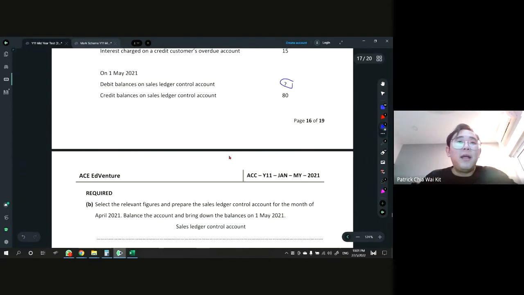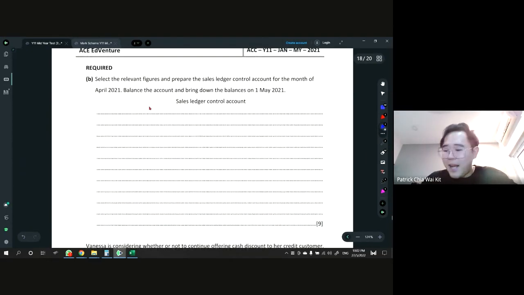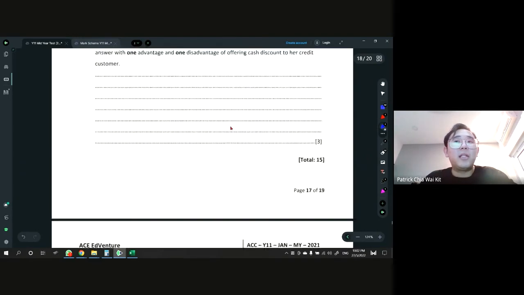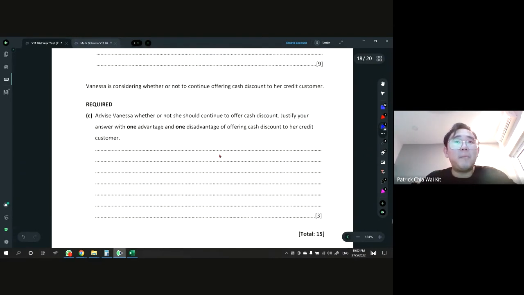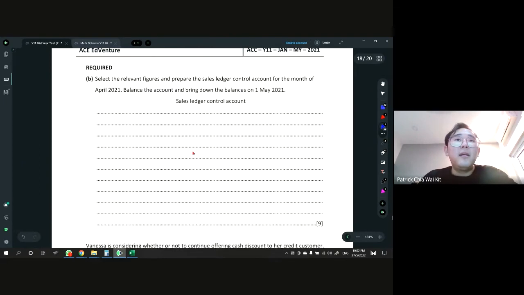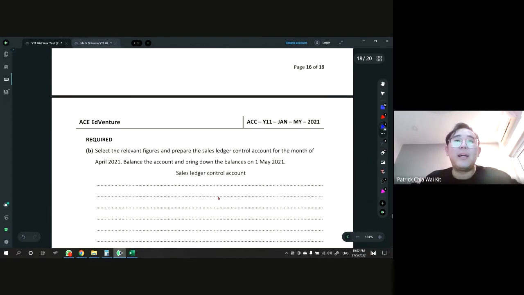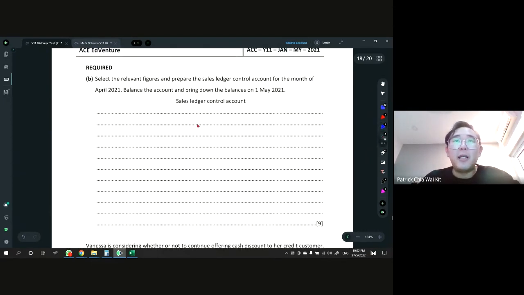Okay. And then what are we doing? So select the relevant figure and prepare a SLCA for the month, and then balance it. And after that, there's one last part. That's right, not one last part, but there's a part for advice again, right? Select relevant means there are things that are not relevant and don't need to be in there. So let's draw a line first, because sales ledger control account is a T account.